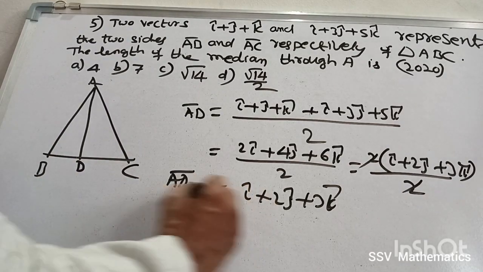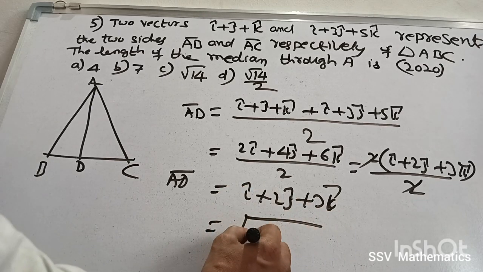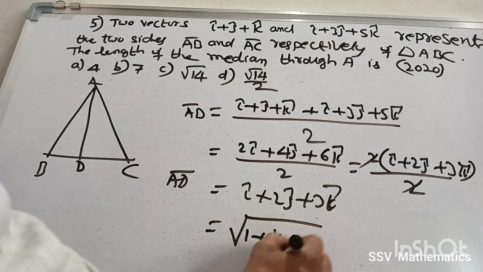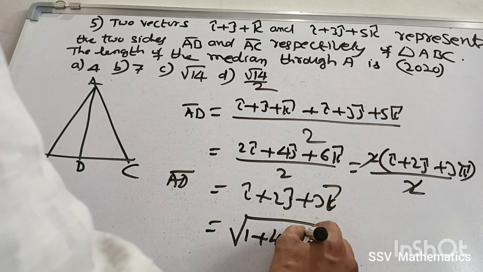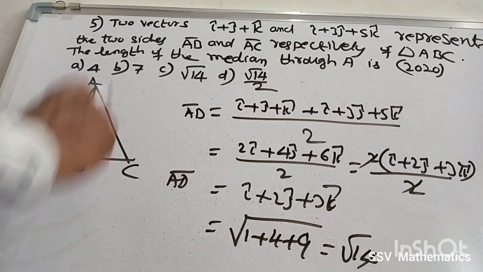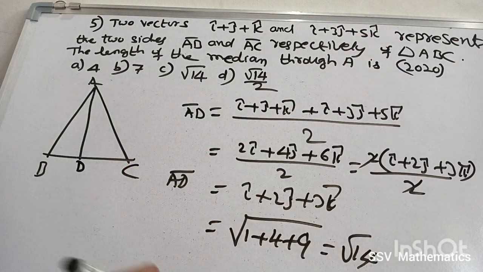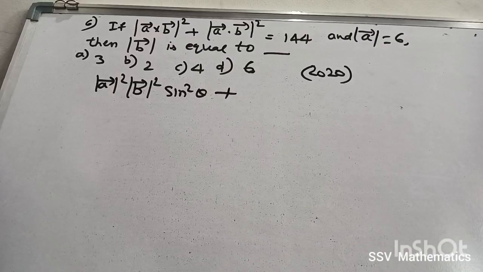So therefore, magnitude of AD is root of 1 square, 1, plus 2 square, 4, plus 3 square, 9. So this is root 14. Therefore, the length of the median, that is the length of AD, is root 14. Answer C is correct. Next problem.